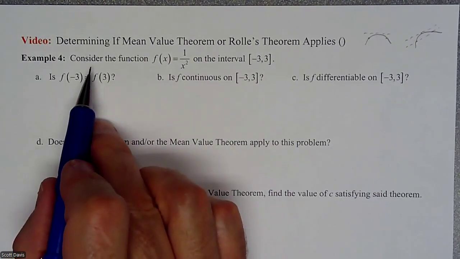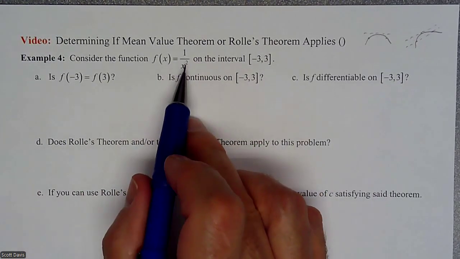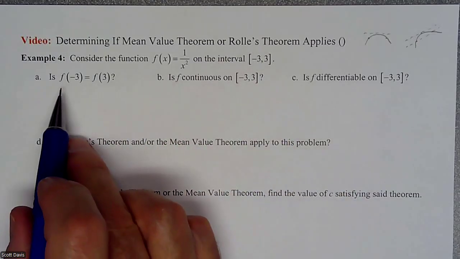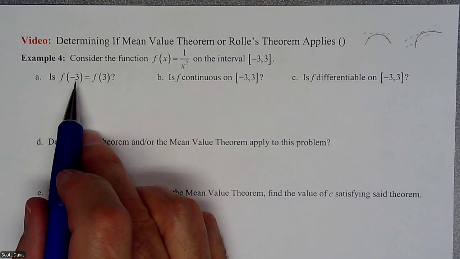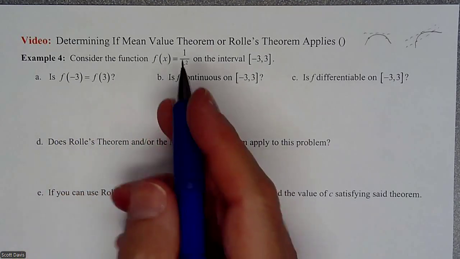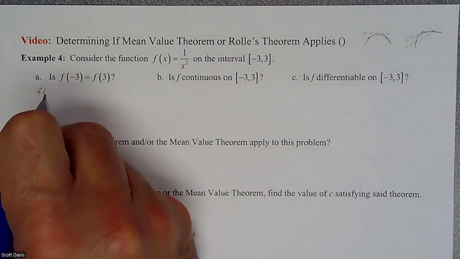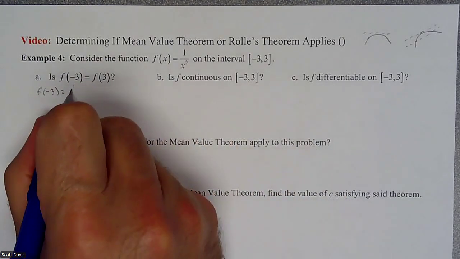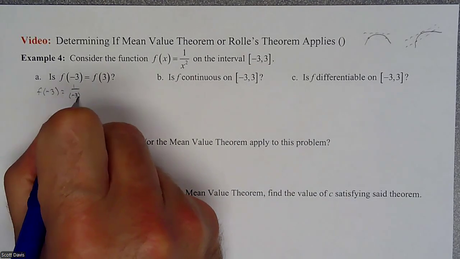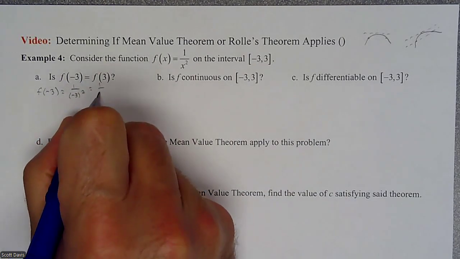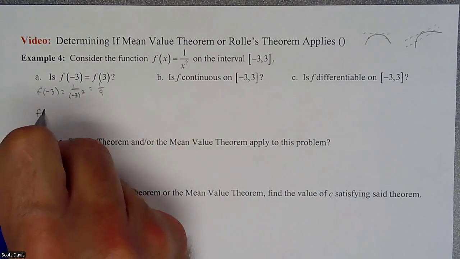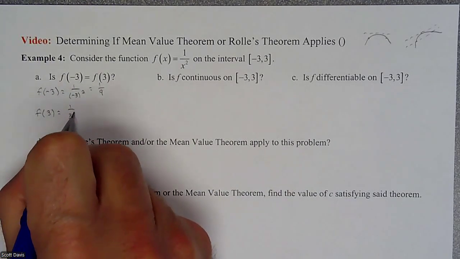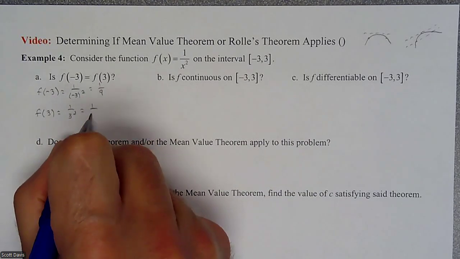The very first thing is that we have this function, 1 over x squared, on the interval from -3 to 3. So let's start going through the pieces. Does f of -3 equal f of 3? If we plug in -3, we get 1 over -3 squared, which is a ninth. If we plug in 3, we get the same, 1 over 3 squared, which is a ninth.